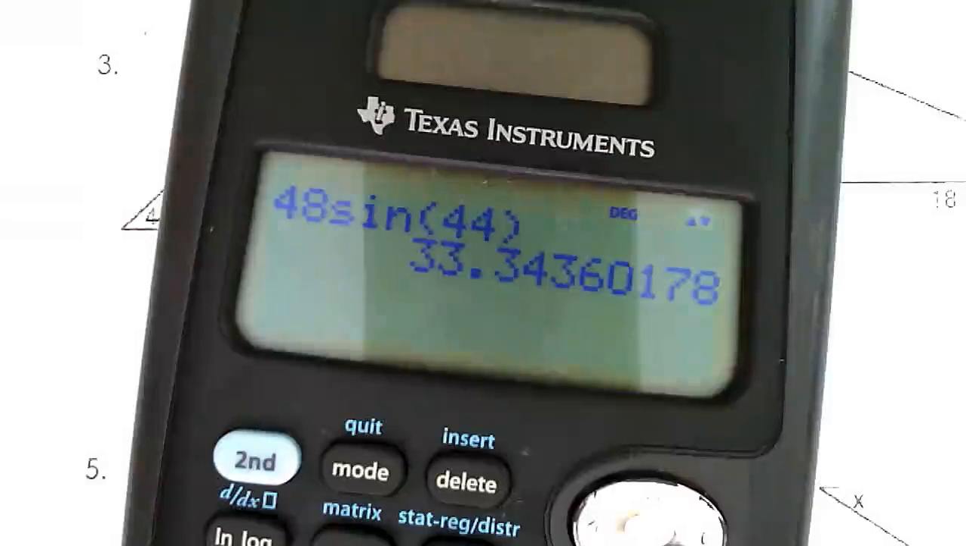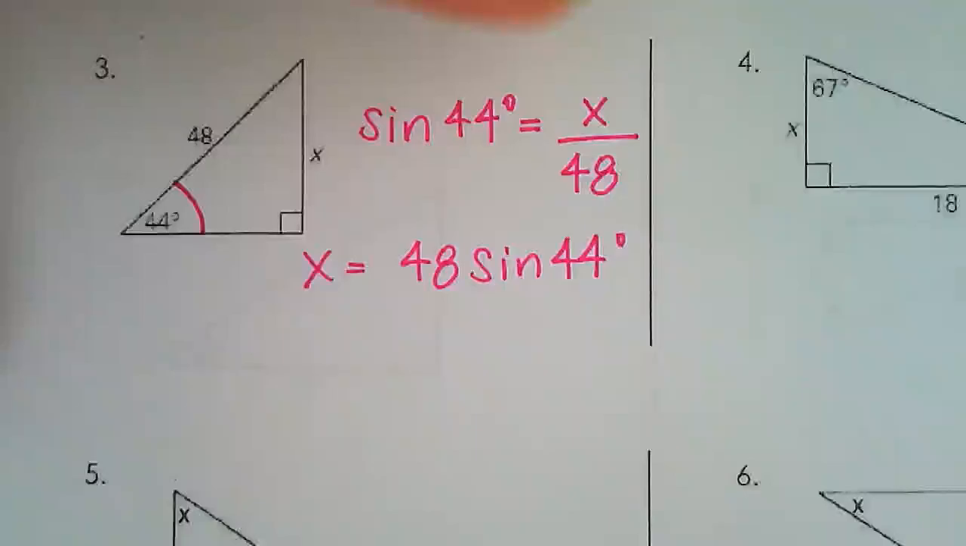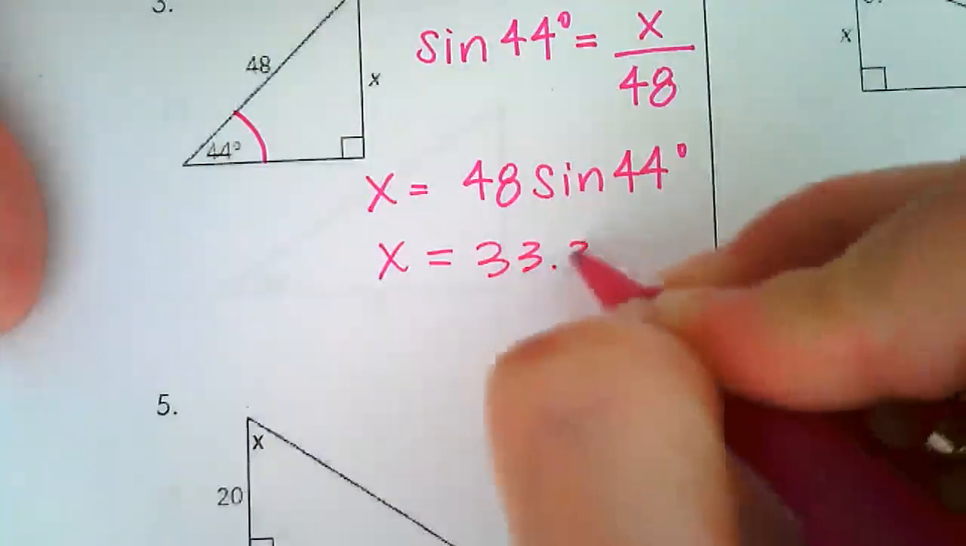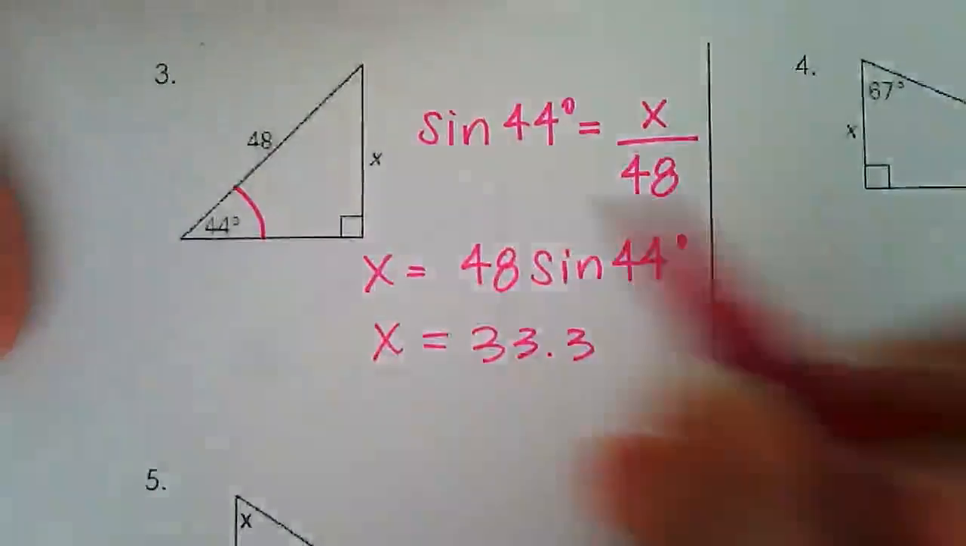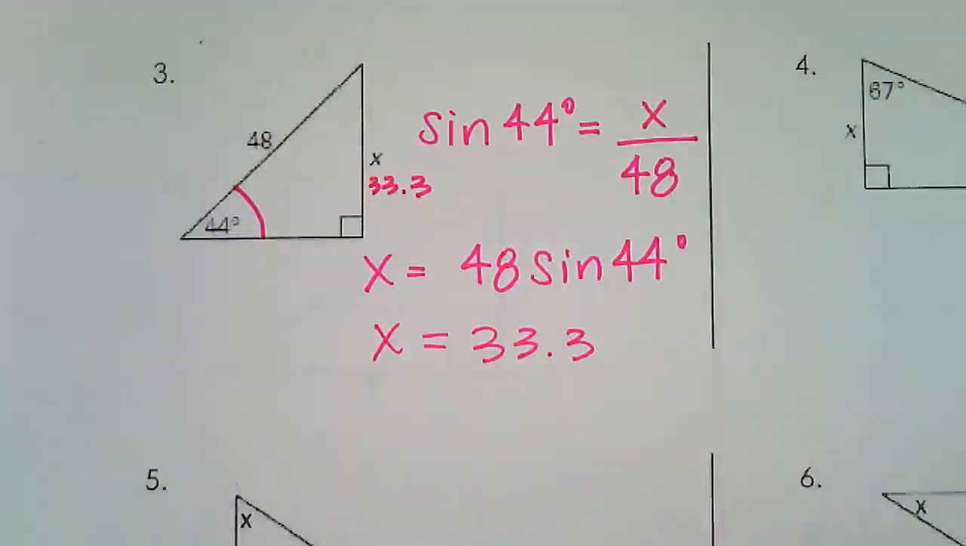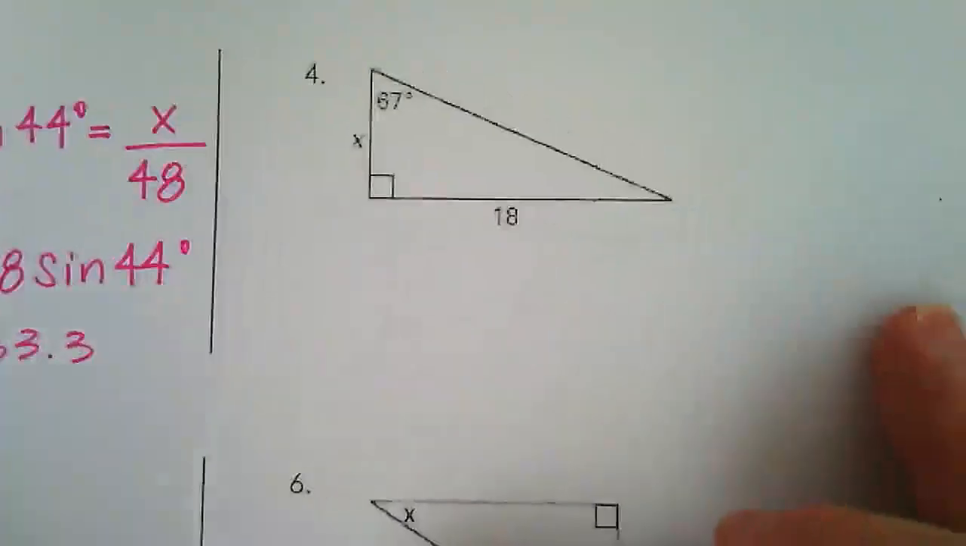Looks like 33.3. So x is 33.3 approximately, because we're rounding here. So this one is 33.3. All right, very good. Moving on.